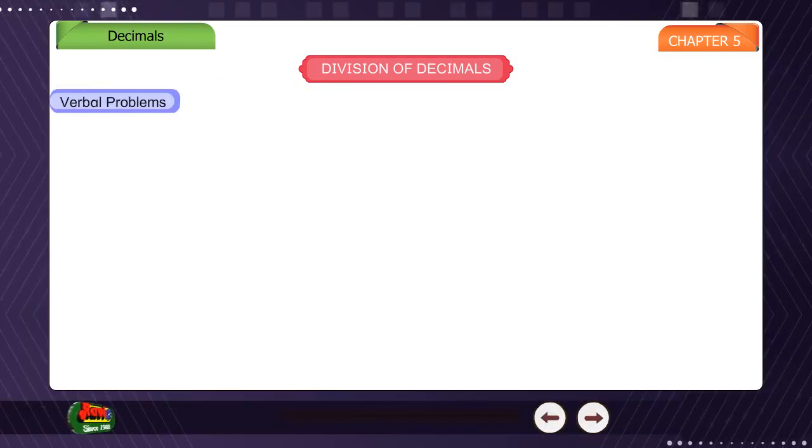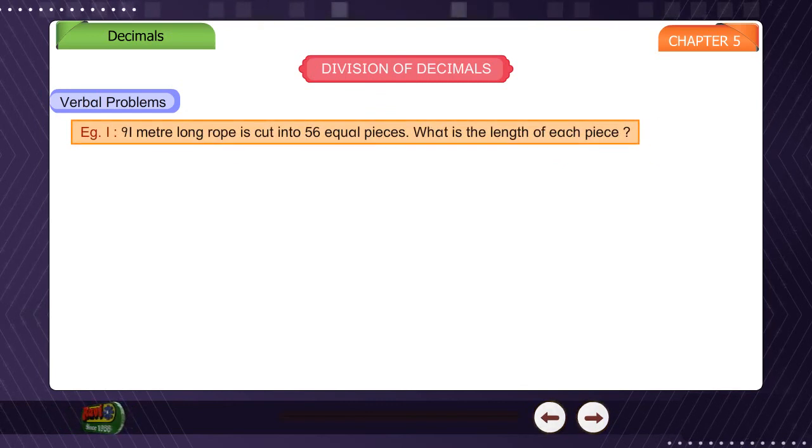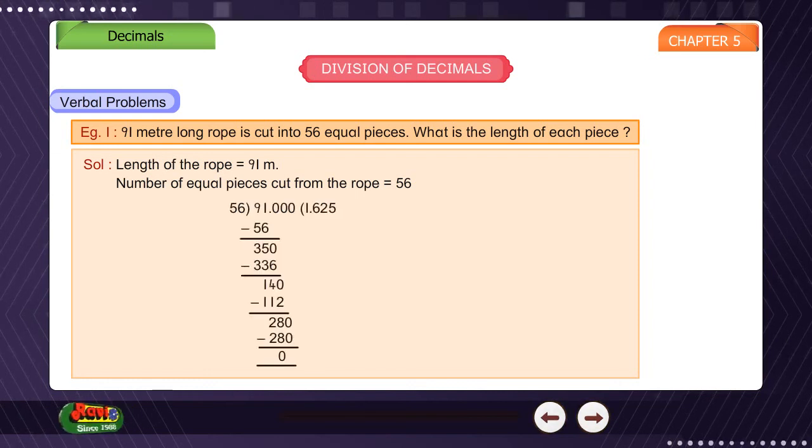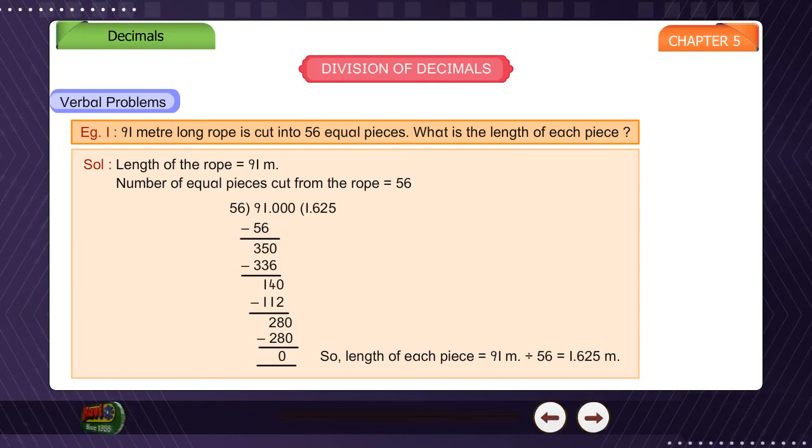Verbal problems. Example 1. A 91 meter long rope is cut into 56 equal pieces. What is the length of each piece? Solution. Length of the rope is equal to 91 meters. Number of equal pieces cut from the rope is equal to 56. So, the length of each piece is equal to 91 meters divided by 56, is equal to 1.625 meter.